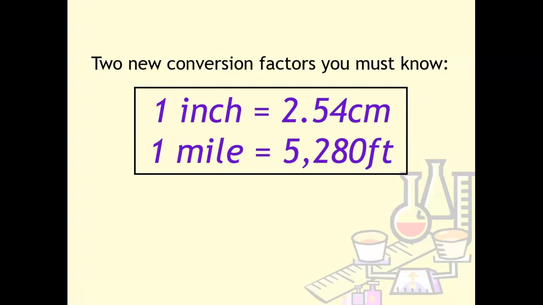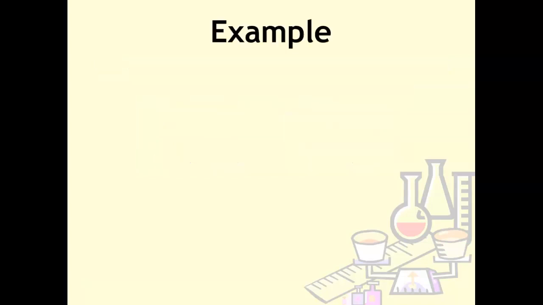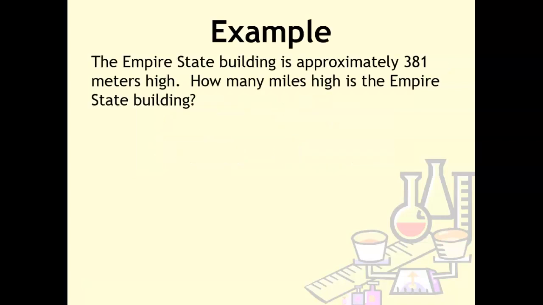So 2 new conversion factors you must know. Inches and miles, we're not going to stress it too much, but you should know those. So the Empire State Building is approximately 381 meters high. How many miles high is the Empire State Building? So we're going from meters to miles. So we're going to go from meters to centimeters, centimeters to inches, inches to feet, feet to a mile.